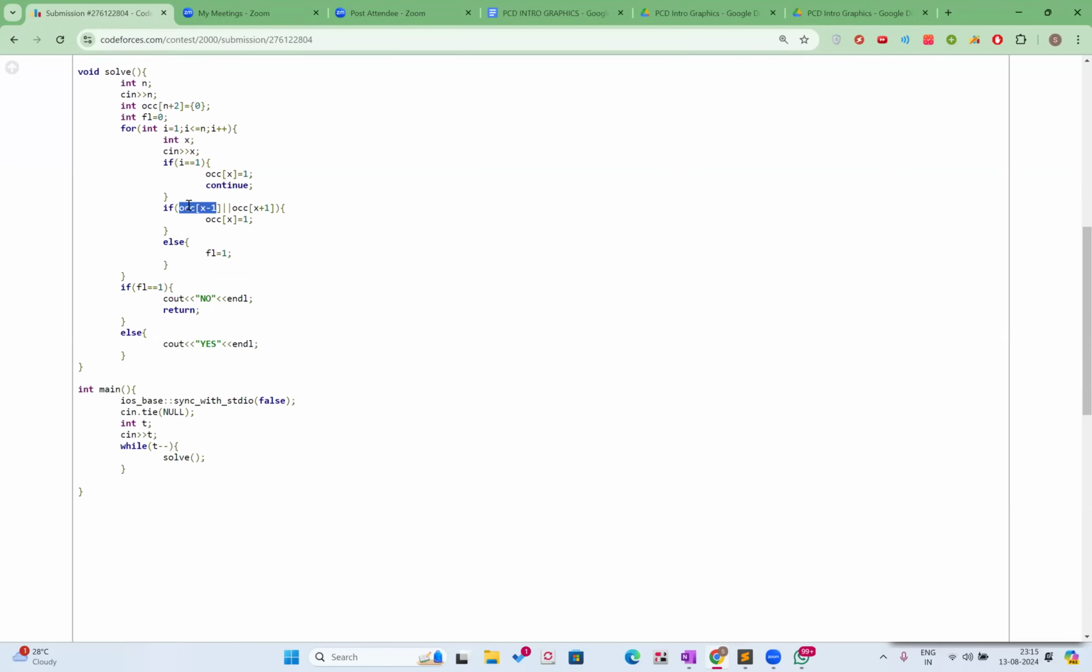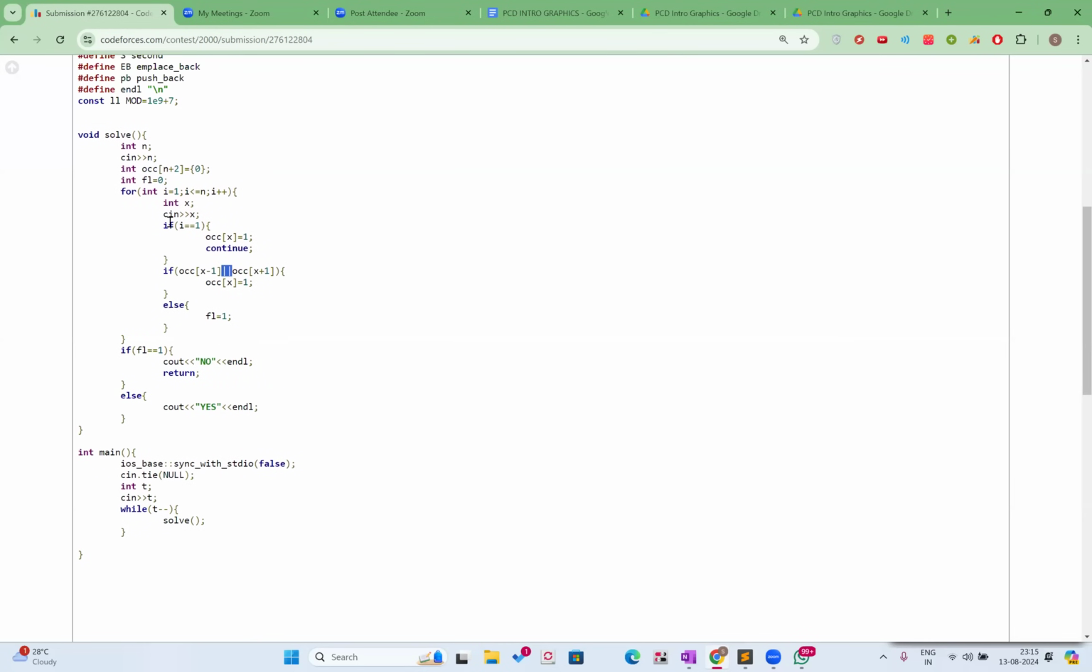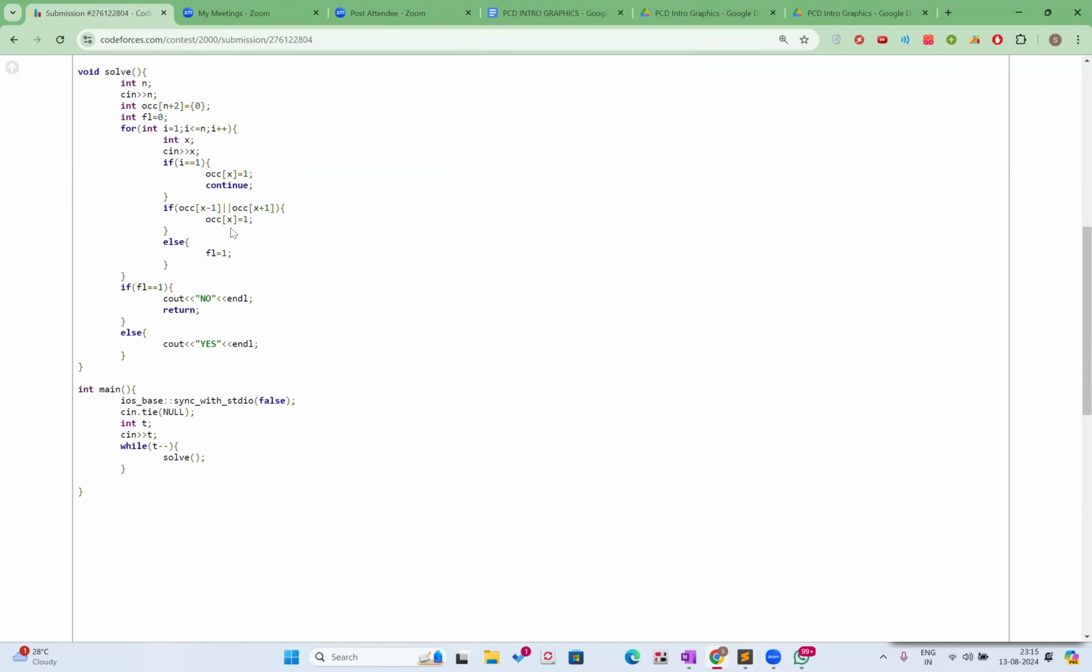So after that, if the ith passenger comes in, he wants to occupy the xth seat. So I'll check the (x minus 1)th seat and the (x plus 1)th seat. If either of them is occupied, I'll mark 1 for the occupied seats. So if any of them is 1, this OR will become 1. So the condition is satisfied and the ith passenger can sit. And I'll occupy the seat number x for him. So occupied of x will also become 1.